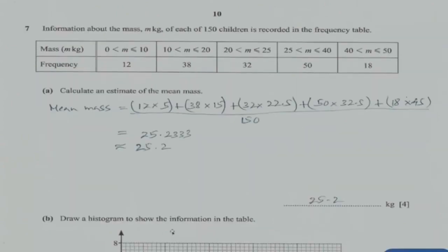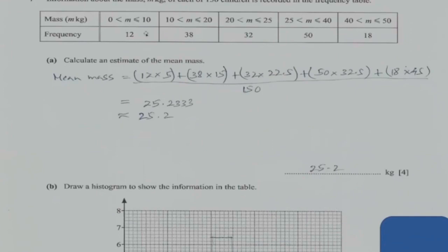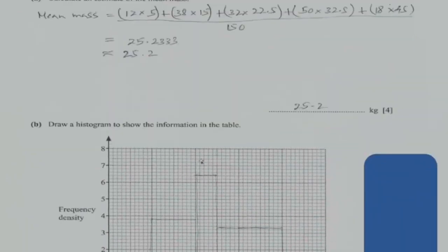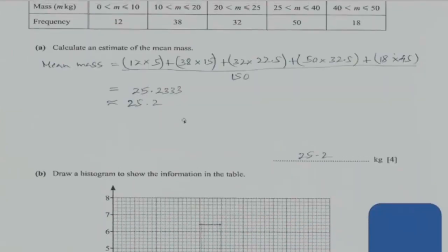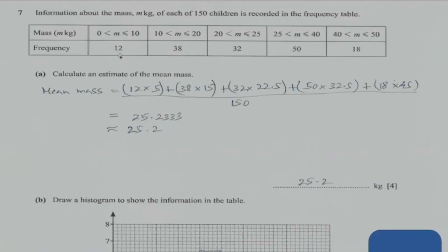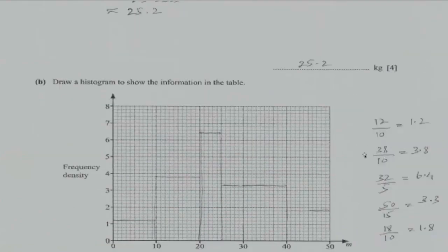Draw a histogram to show the information in the table. So we have to draw a histogram. 0 to 10 is 12. So what we have to do is 12 divided by 10, it is 1.2. Here it is 38 over 10, 32 over 5, and so on. Like that, we have to divide to get the answer. Then we can draw the graph.